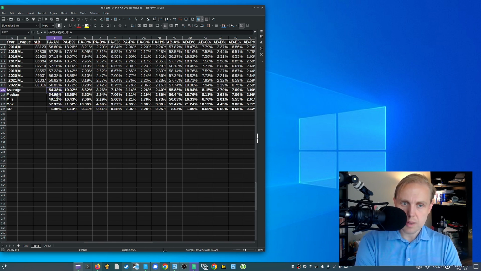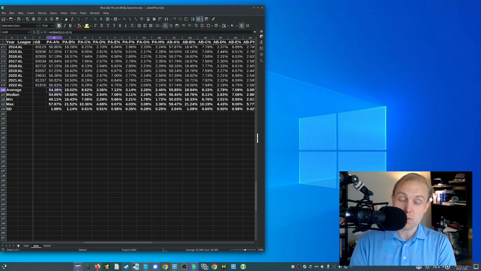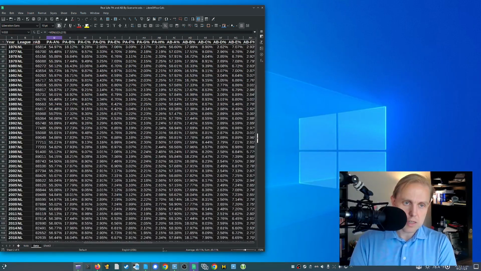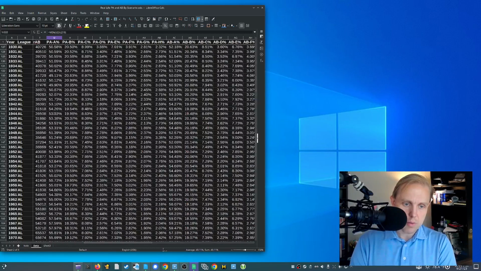So when we look only at plate appearances, about 54 to 55% of plate appearances in any given season will be with the bases empty. The median is right at 55%. The lowest ever was 49%, which I believe goes to the 1968 American League, if I remember right.